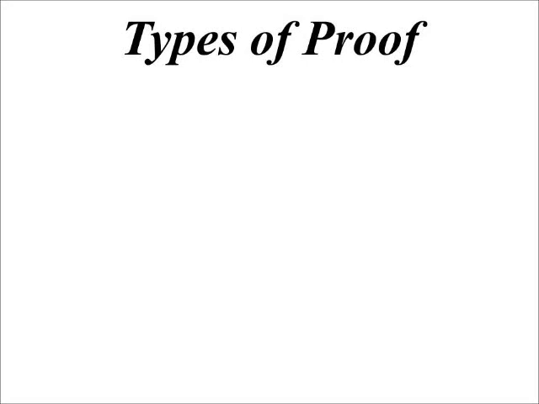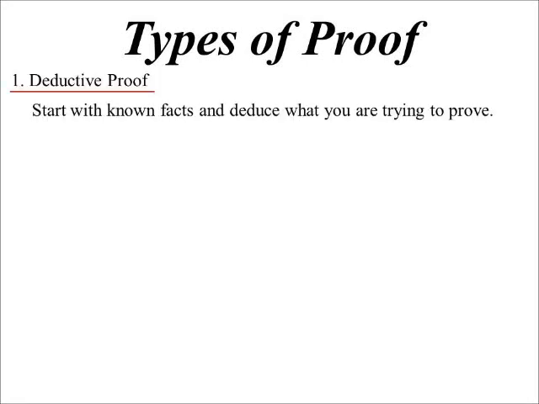Types of proof. Most of the time we've dealt with deductive proof. Geometry, I guess, being the most common place that we do it. But deductive proof is, of course, when we use known facts to deduce what we are trying to prove. So in geometry, our known facts are our different theorems and what have you.